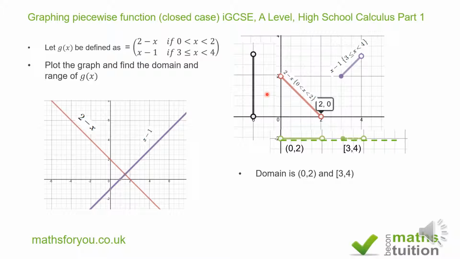So the range would then be (0, 3). Okay, so that's our range, (0, 3). And don't forget here that we've got the normal brackets, or parentheses, because this is an open circle there, and that's also an open circle there. So the range is (0, 3).